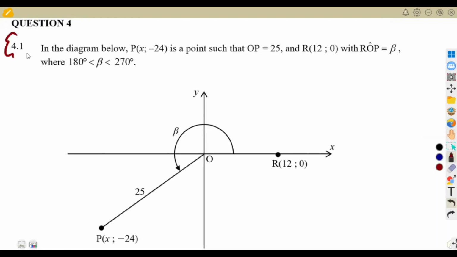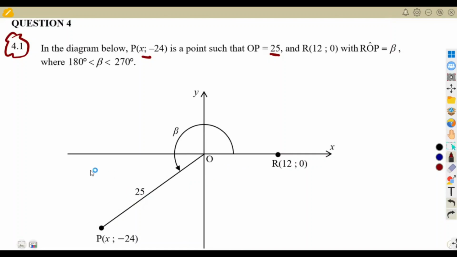Given on question 4.1 in the diagram below, we've got the point P. There is a point P given as (x, minus 24), such that OP is 25 units. The length of OP, which is this one, is given as 25 units.